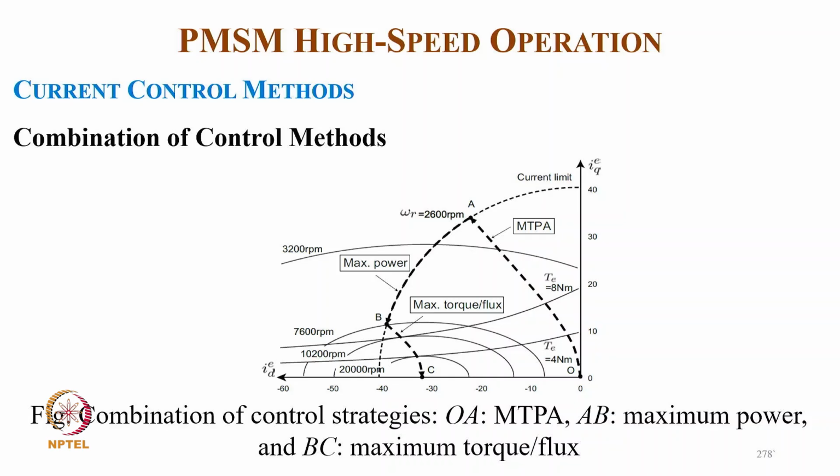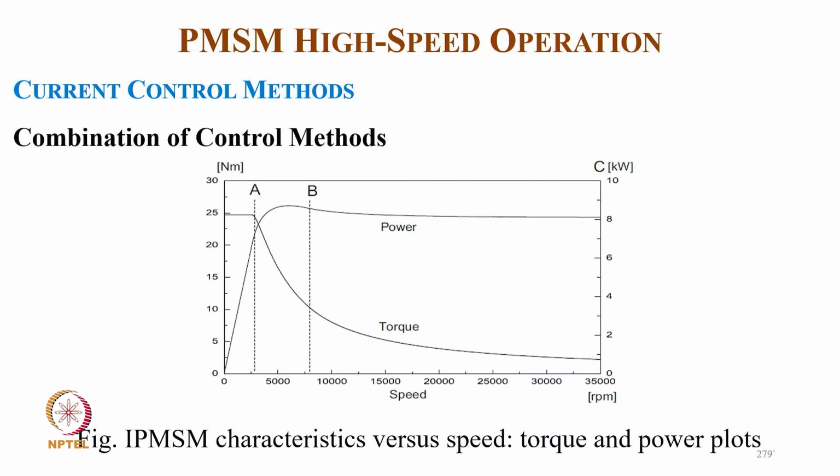In the combination of control, O to A is MTPA, AB is maximum power, and BC is maximum torque per flux. And this is the plot of current, power and torque versus speed.